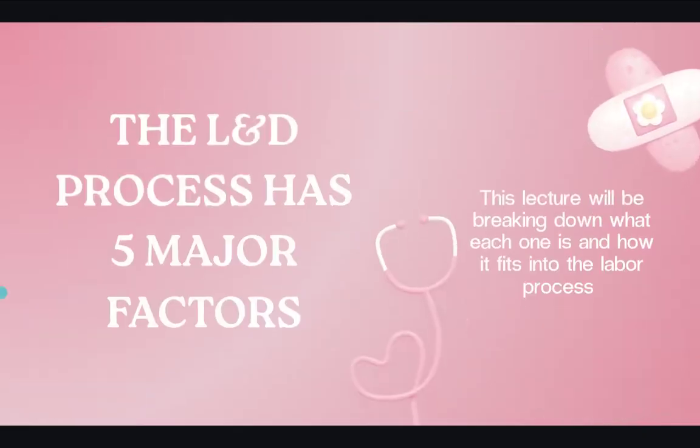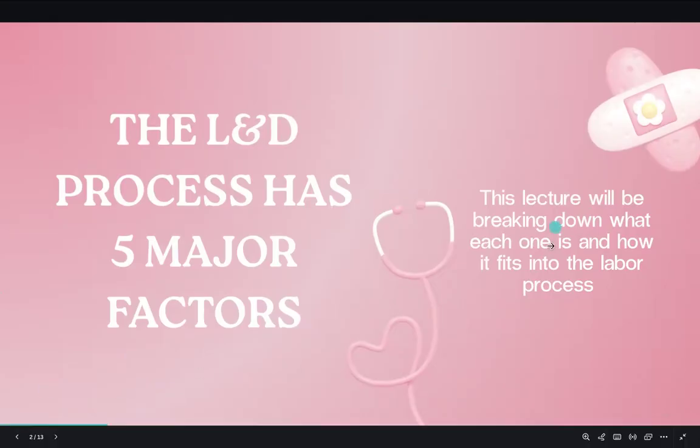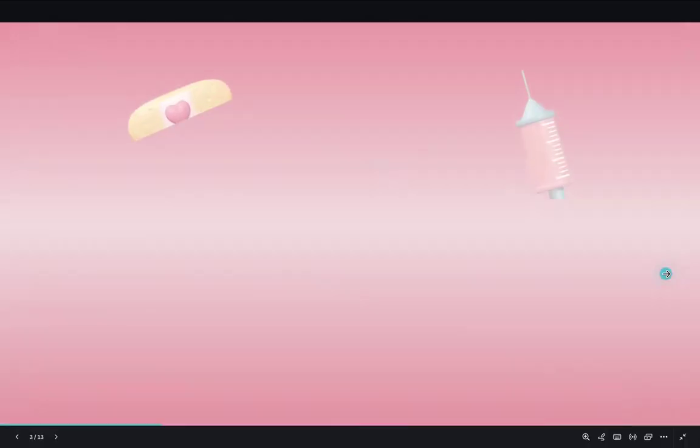Okay, so to start off, there are 5 major factors in the labor and delivery process, and they're the psyche, the powers, the passenger, the passageway, and the position. Those are the 5 major factors that go into the labor and delivery process. Throughout this presentation, we're going to walk through each and every step and how it affects labor.